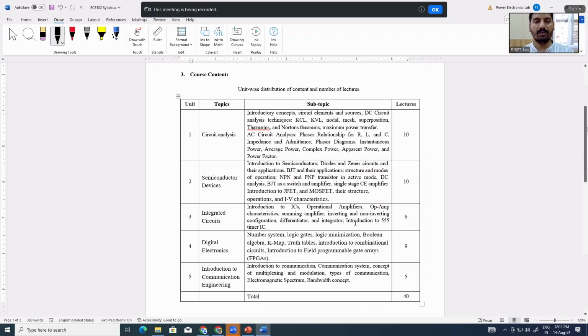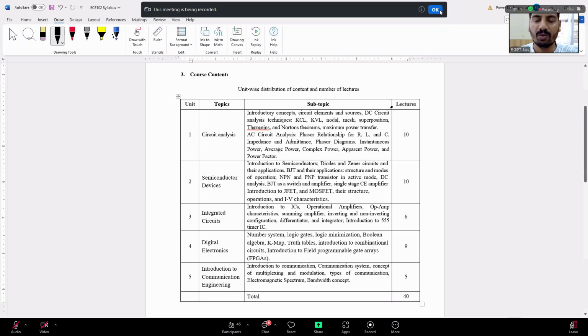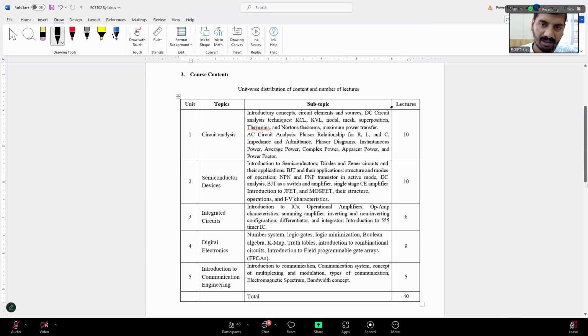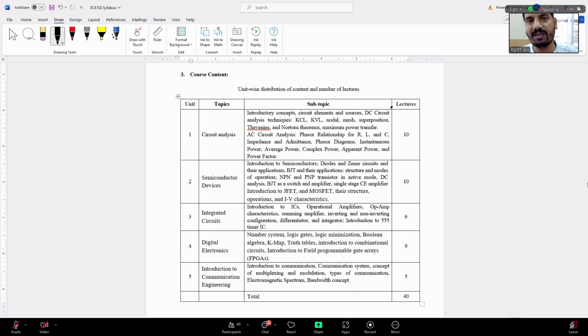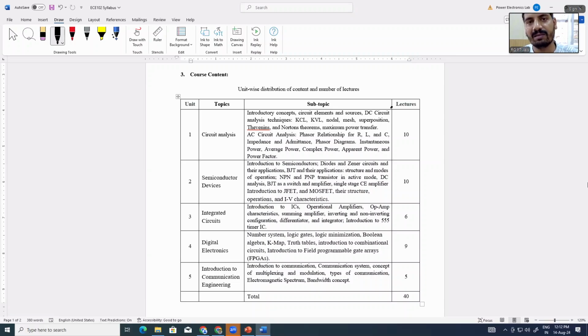Okay, so we have different types of sources. In that you can also see, and you have also studied, that there are two main types of sources, voltage and current. Do you know voltage and current sources? You have already studied this in 11th and 12th, right?